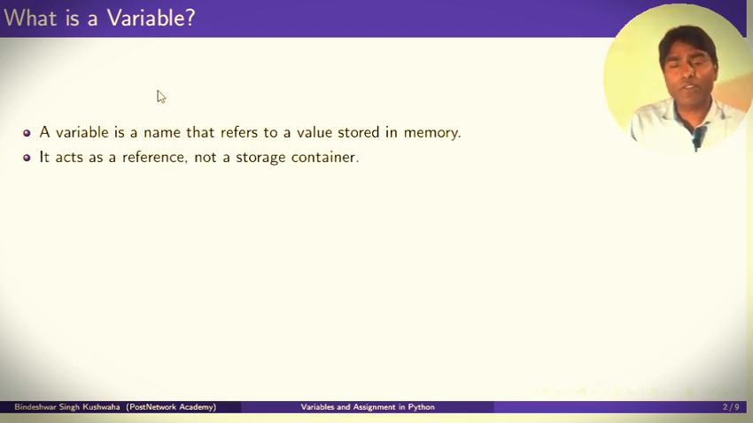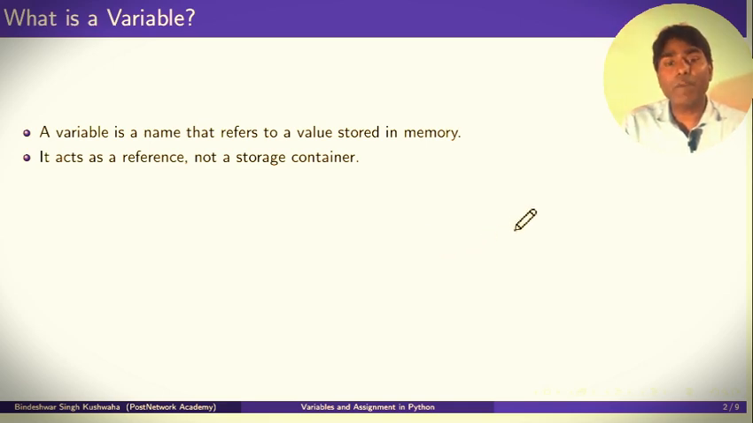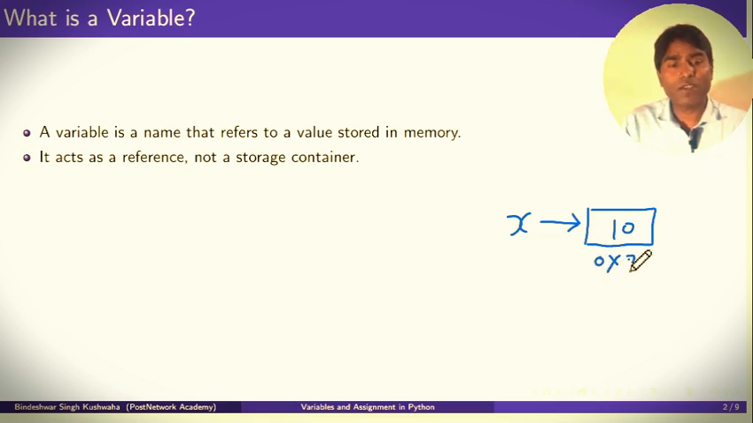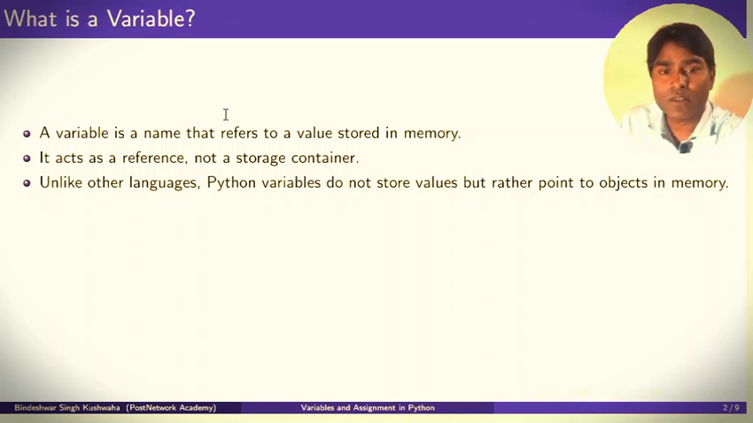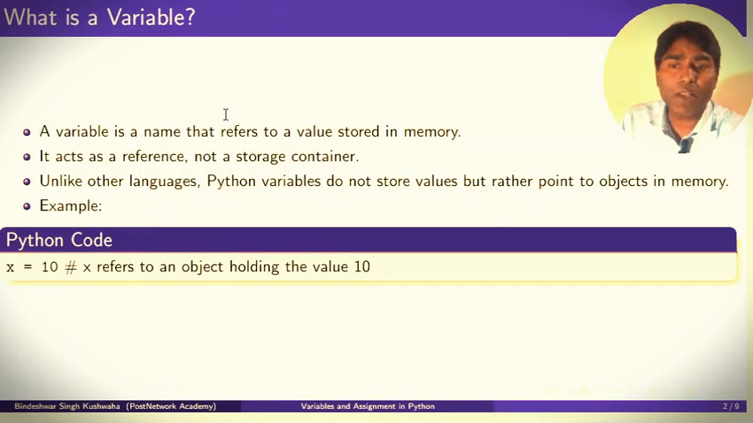Second point: it takes a reference and not a storage. It means that if you have a variable x, it is referring to a value, like this one having a hexadecimal address like 0x3f. It is not a storage container, but it refers. Here you can see the example: x is referring to 10. So x refers to an object which is holding the value 10. That means x is referring, not holding the value.